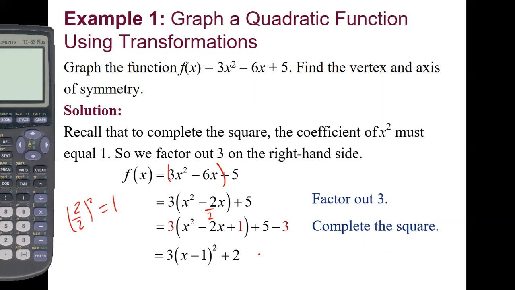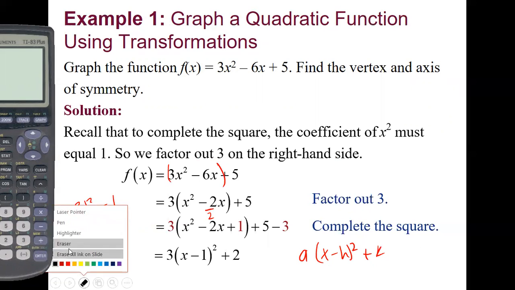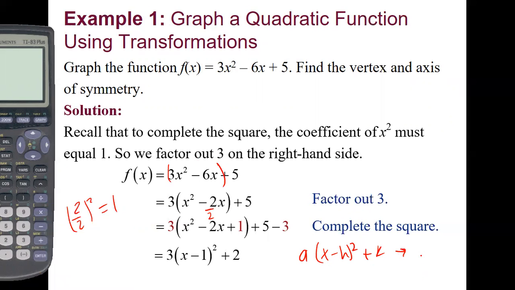And what this is left in is vertex form. Vertex form is your a times x minus h squared plus your k. And h and k are your vertex.